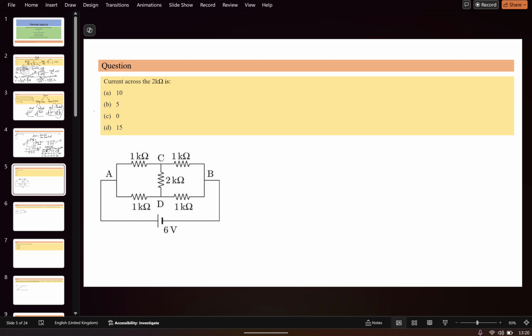Let's move to the next question. You have to find out the current across the 2 kilo ohm resistor. Take your time and try to solve.